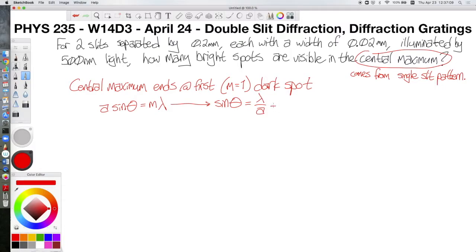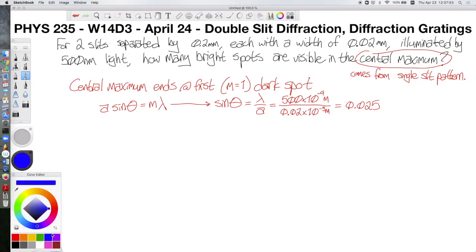So we could actually plug in some numbers here, so let's go ahead and do that. For lambda we have 500 nanometers, or times 10 to the negative 9th meters, divided by the width of the slits, which is 0.02 millimeters, so 0.02 times 10 to the negative 3 meters. So sine of theta is equal to 0.025. So now we know at least how far out our central maximum extends in either direction.